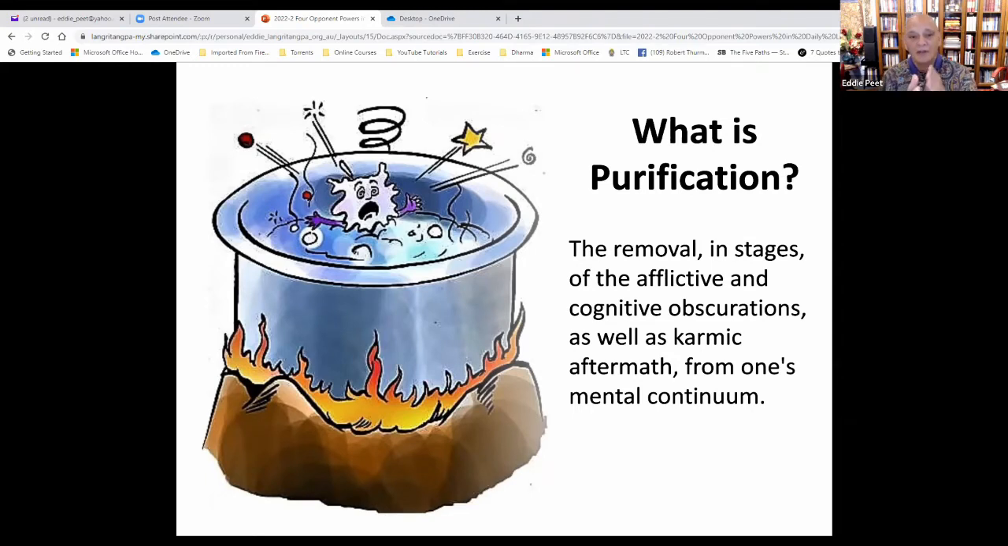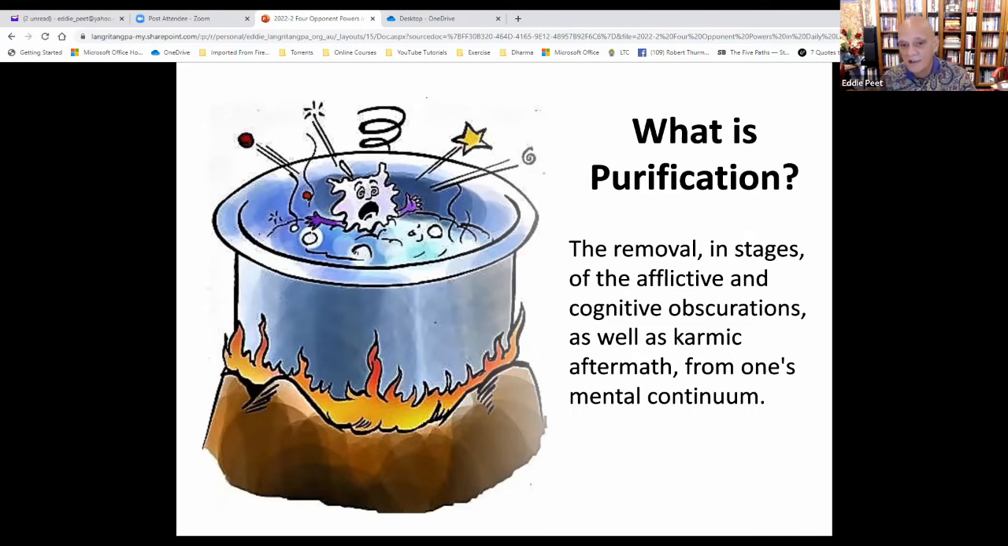So I think you all know that when we look at the sources of our suffering, we say they are afflictions and karma. So the obscurations and karma. So there are two things here, and you can see this here. There's the afflictive and cognitive obscurations, and then there's the karmic aftermath.